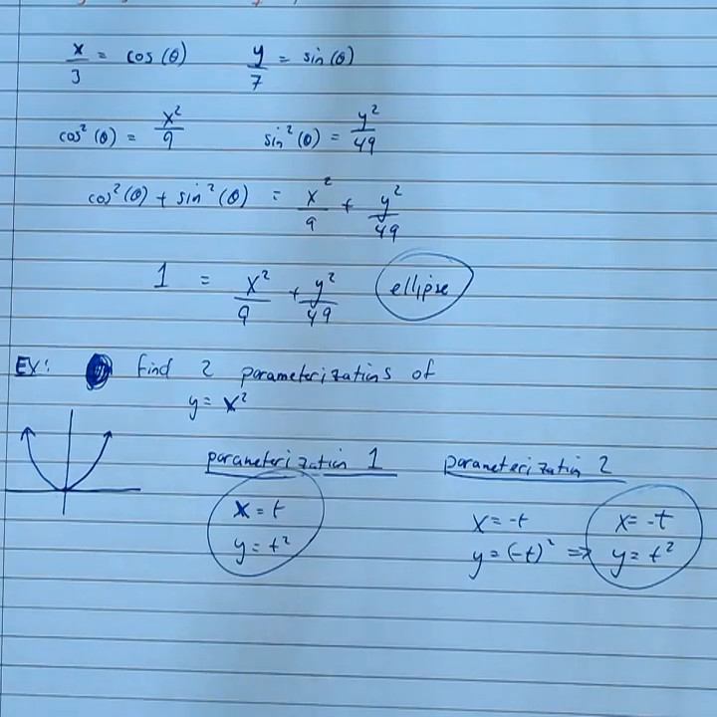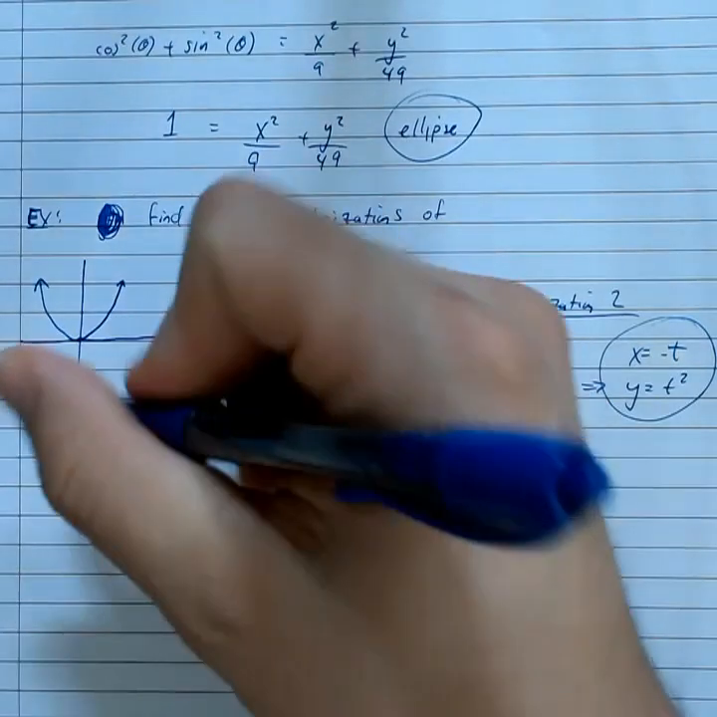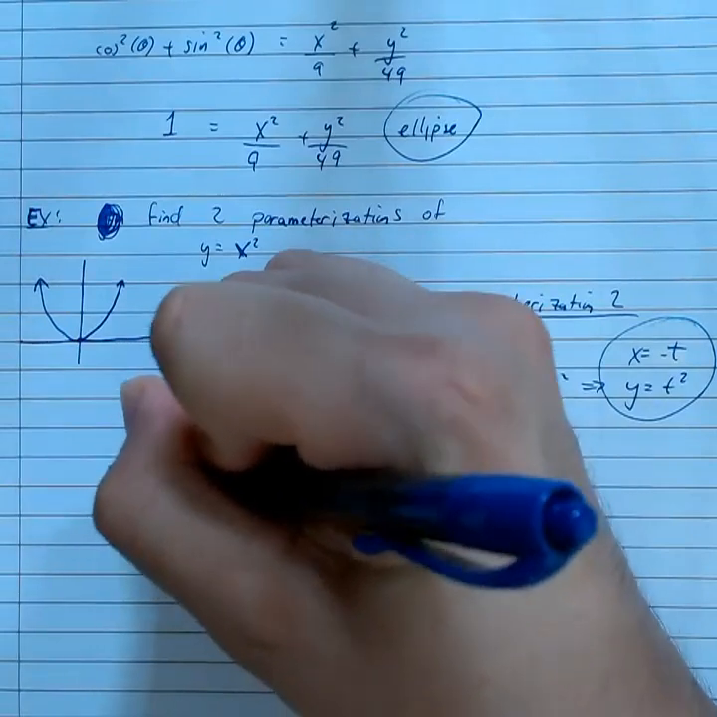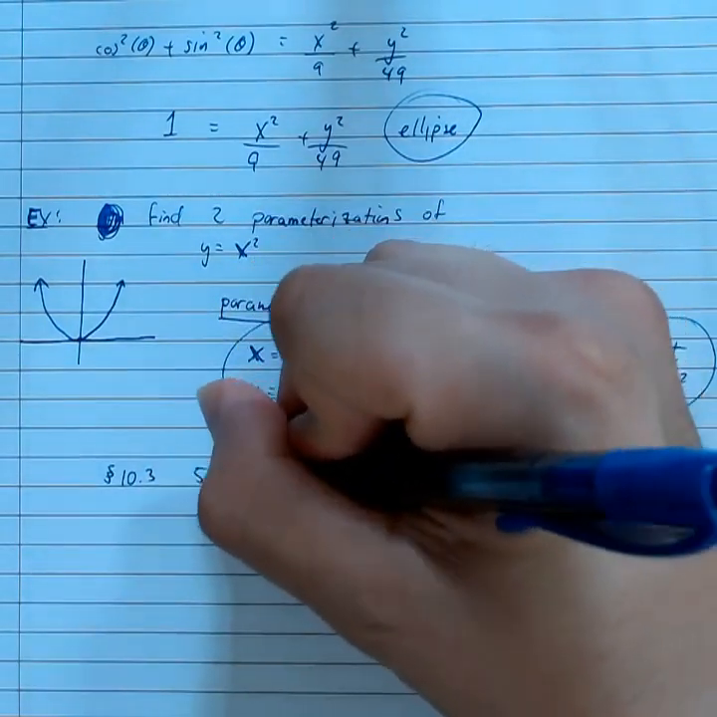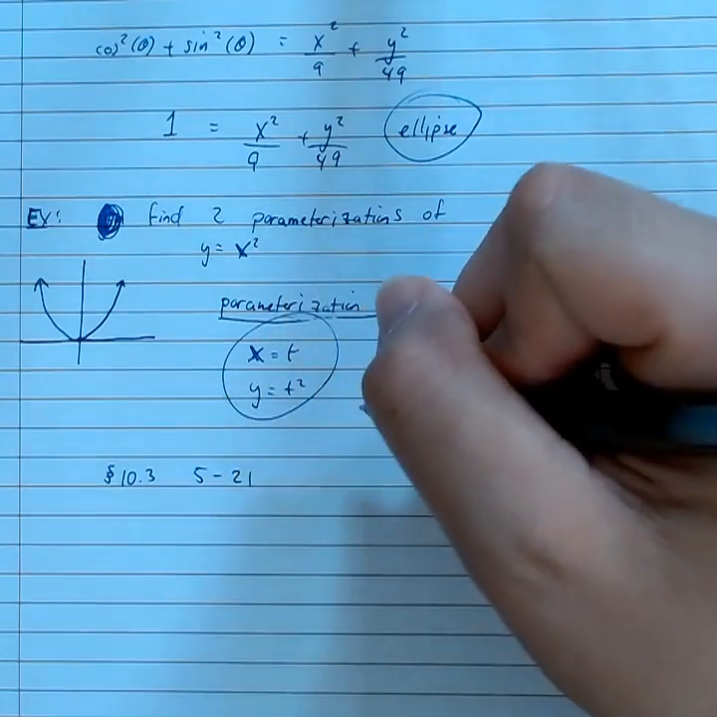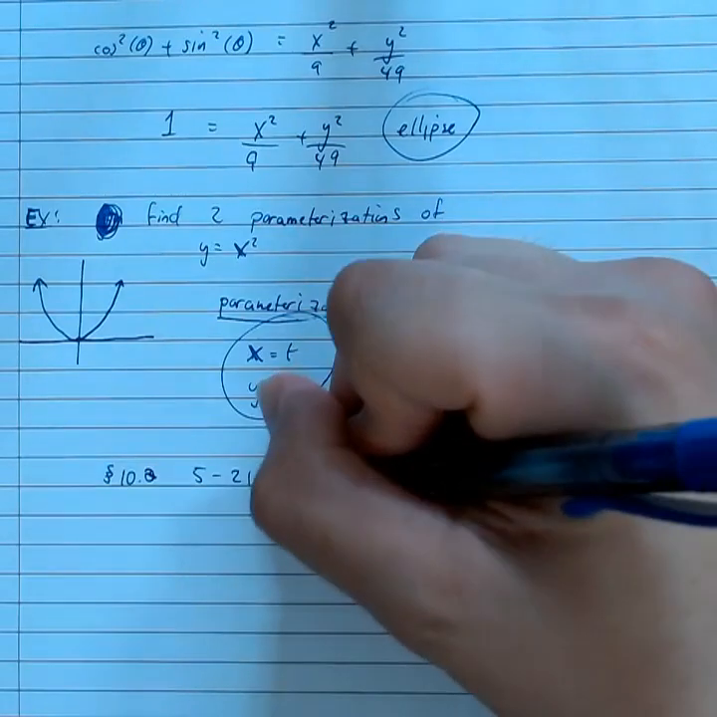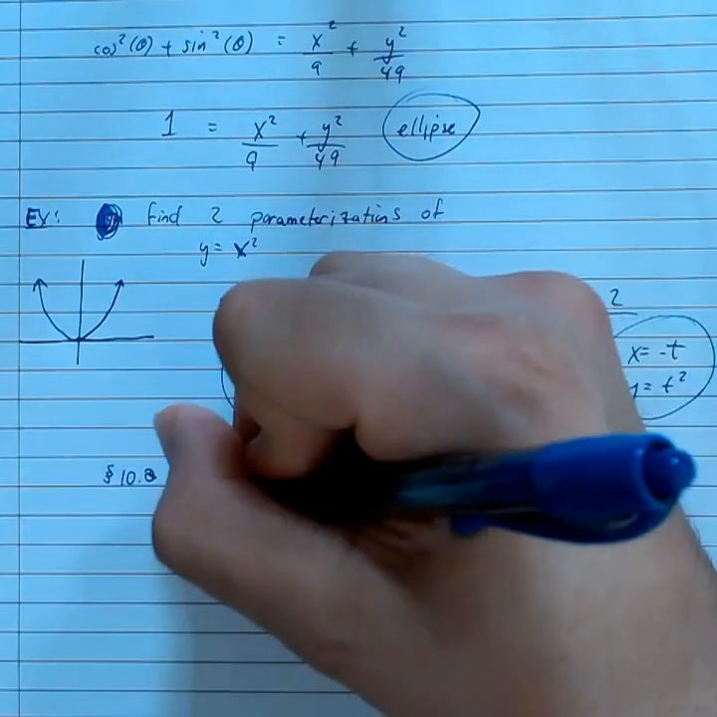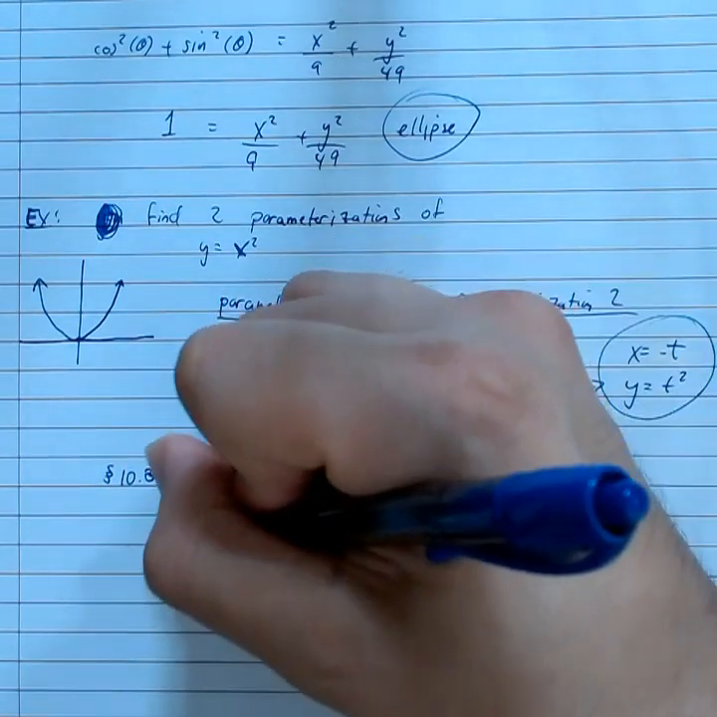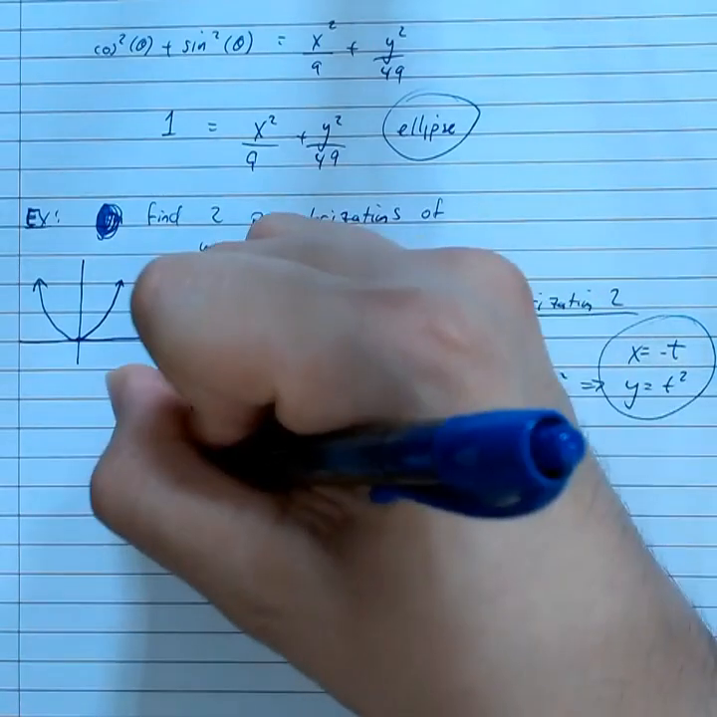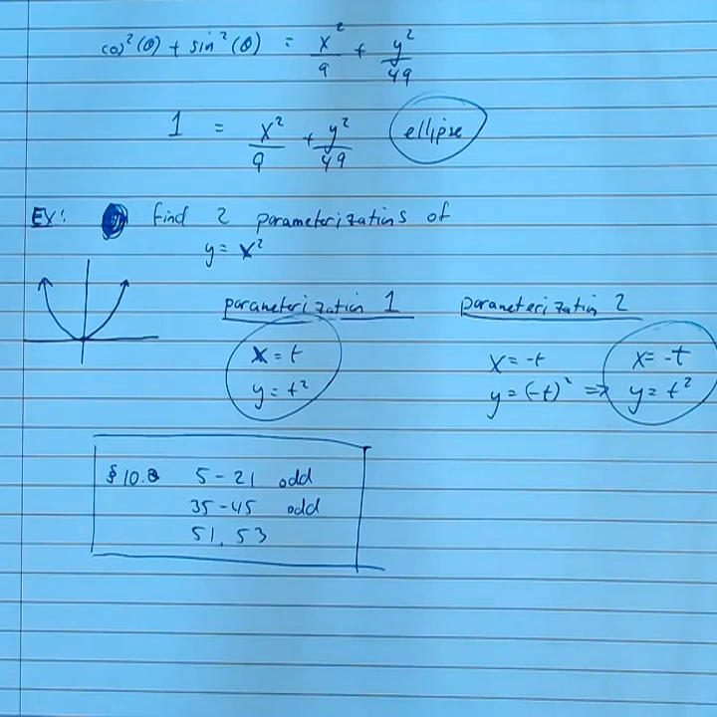And that is it for this section. Here, let's give an assignment for the section. To practice the things that we've talked about here, try section 10.2, 5 through 21 odd, 35 through 45 odd, and then try numbers 51 and 53. And that should suffice, section 10.2.